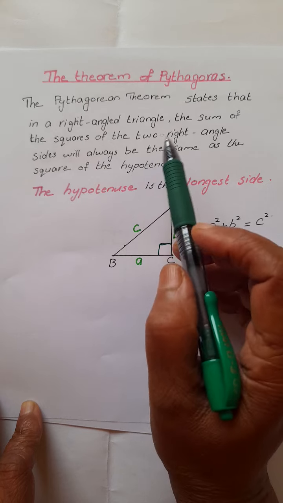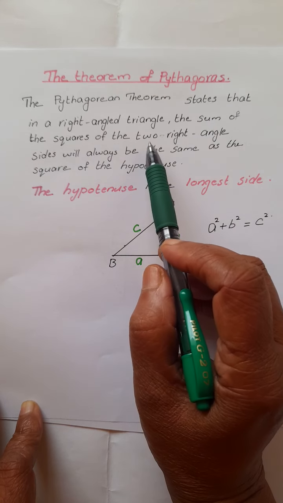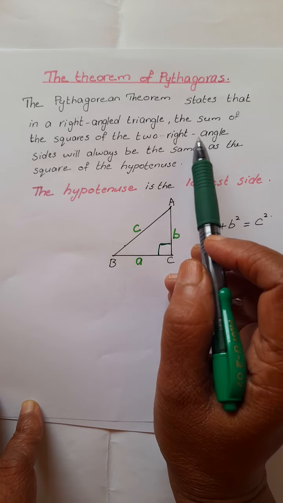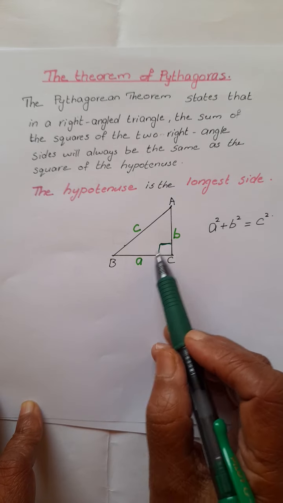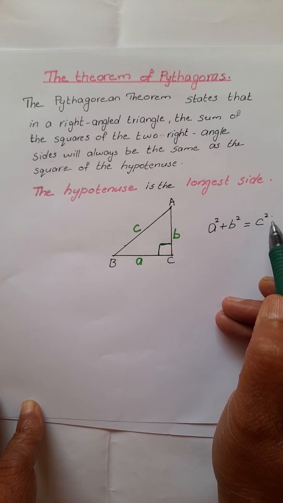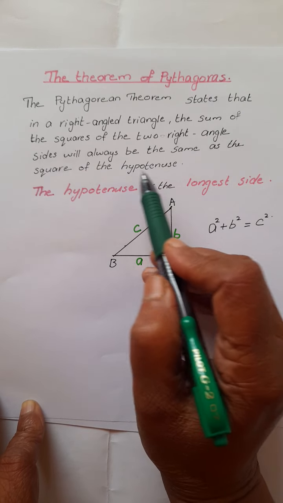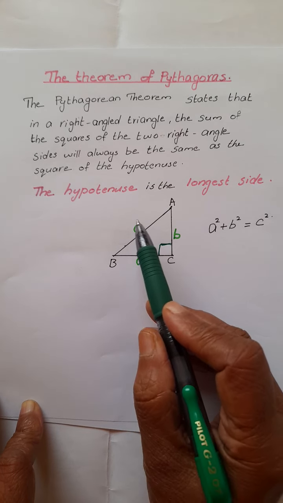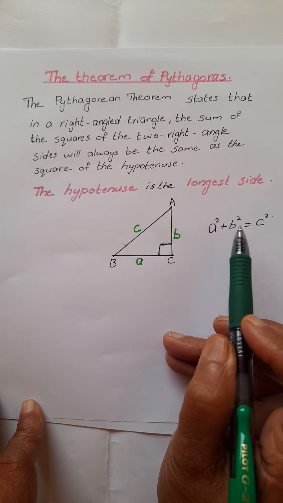So the theorem says the sum of the squares of the two right angle sides. So these are the two right angle sides. So it is a squared plus b squared is equal to the square of the hypotenuse. So the square of the hypotenuse is c squared.